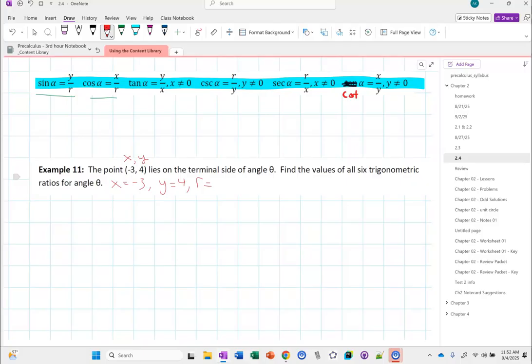You can find that r. Do you remember what r was? We wrote it down in the previous picture. X squared plus y squared, all square rooted, right? And then fill it in. If you have your calculator with you, do that for me: negative 3 squared plus 4 squared, all square rooted.